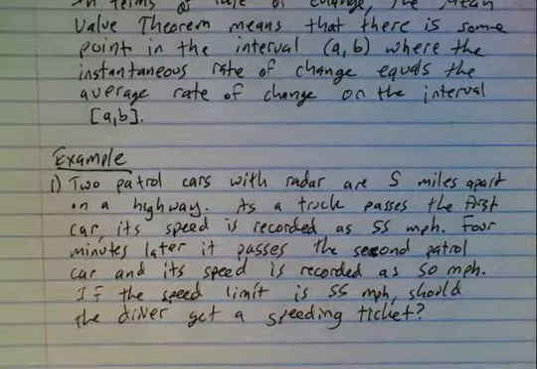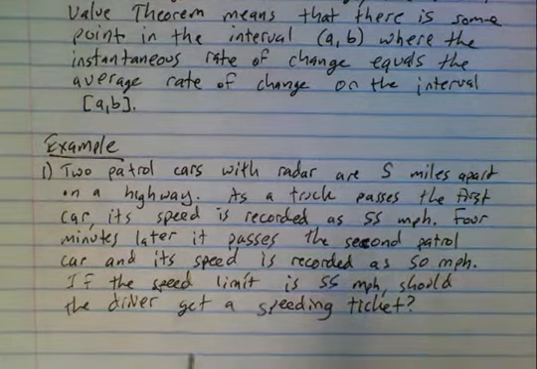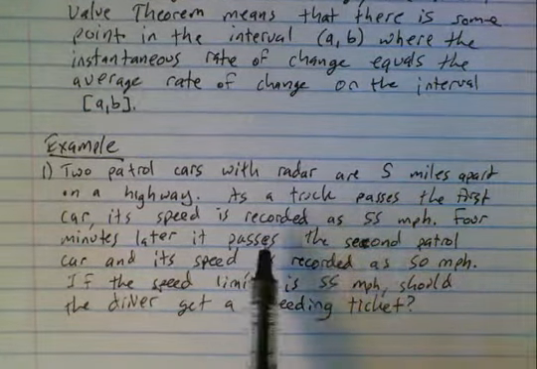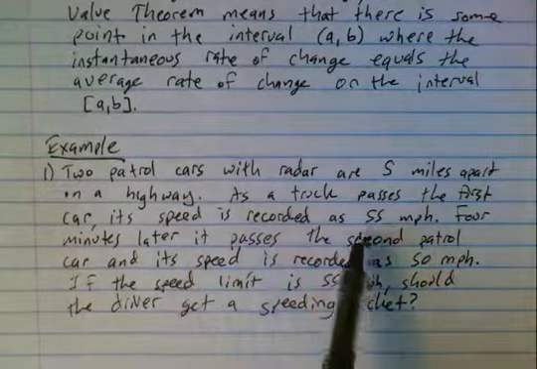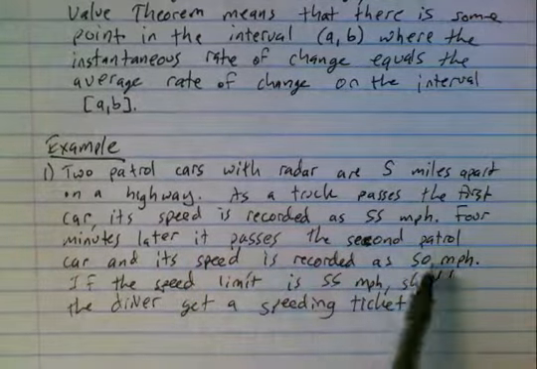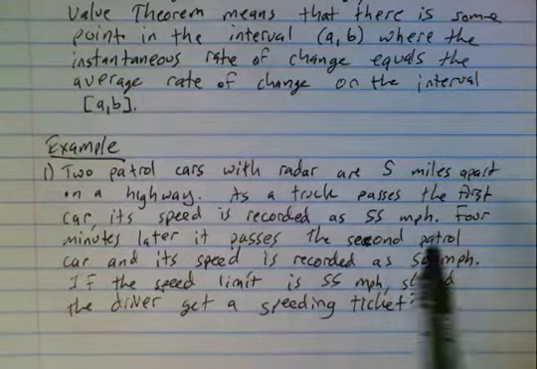So go ahead and think about that one for a second. Okay, so let's look at this. At first glance, when the first patrol car uses the radar, the speed of the truck is 55 miles per hour. The second time around, it's 50 miles per hour. So it seems at first glance like the truck is good to go.